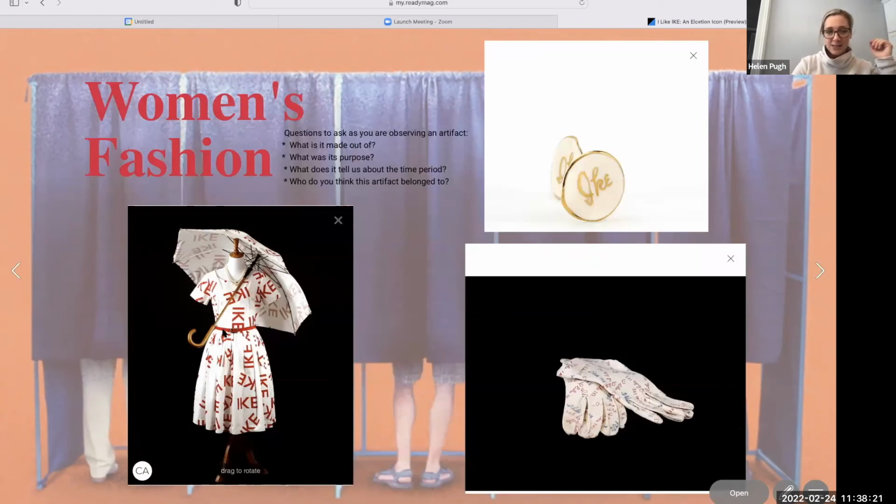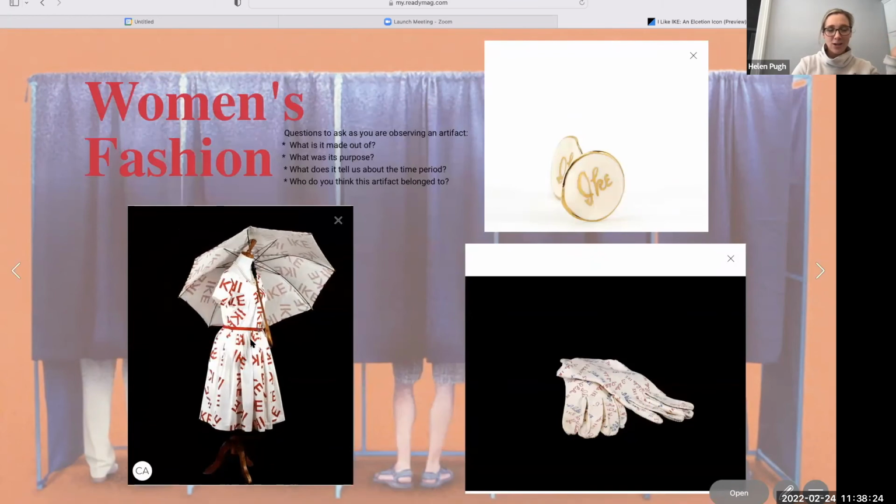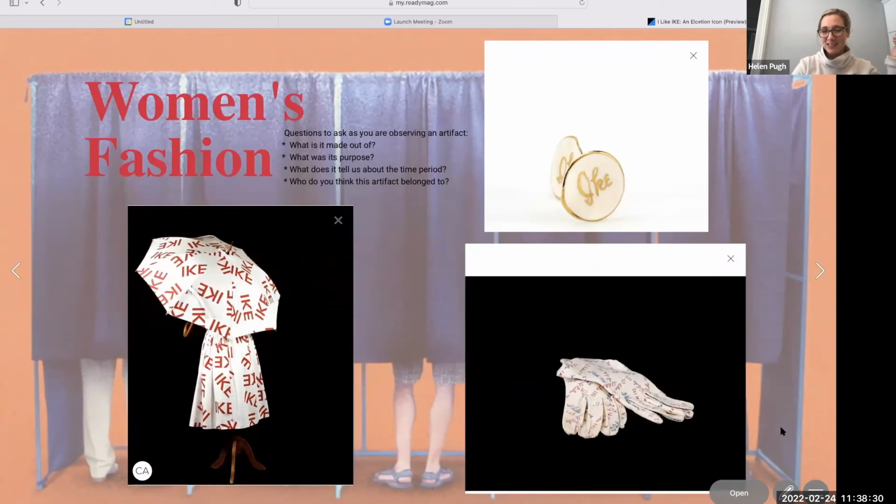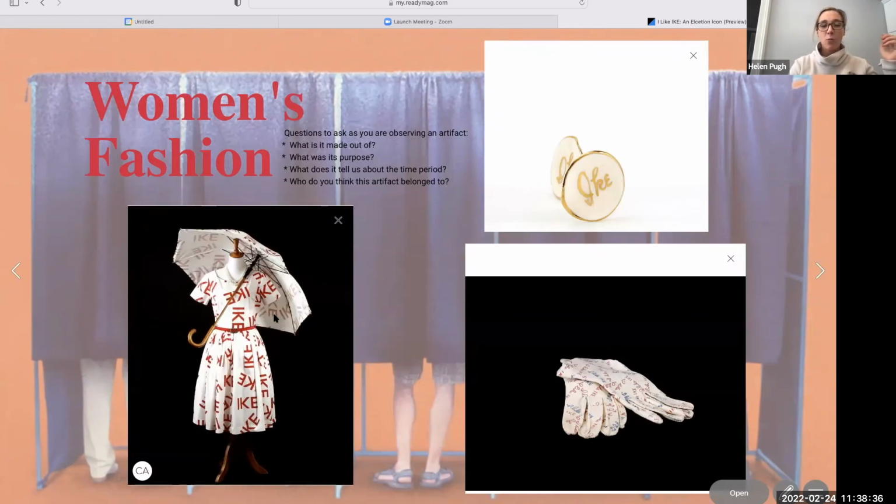Now, this is a fun dress. What do you notice that's all over the dress and the parasol? Ike, you got it. And so the women that would wear these dresses and hold the parasols were called Ikeettes. They would attend pep rallies for Eisenhower, and they would walk around and twirl their parasols, and they gathered a lot of attention. People would want to take their pictures and get their pictures taken with them. And so even the idea of having fabric with Ike on it became very popular.